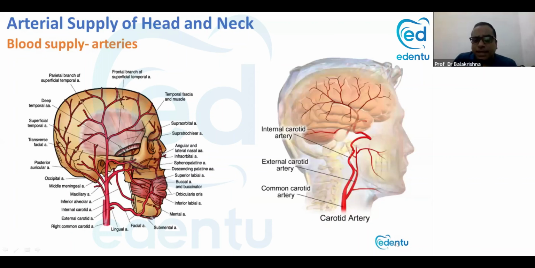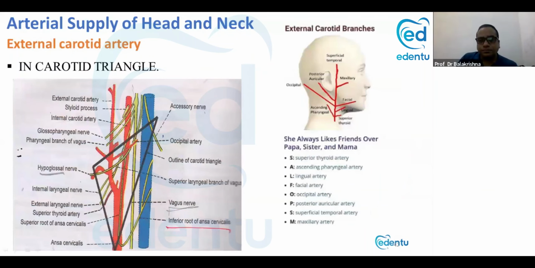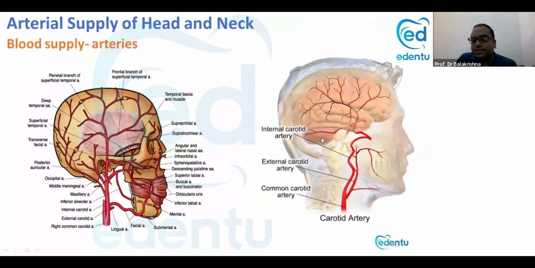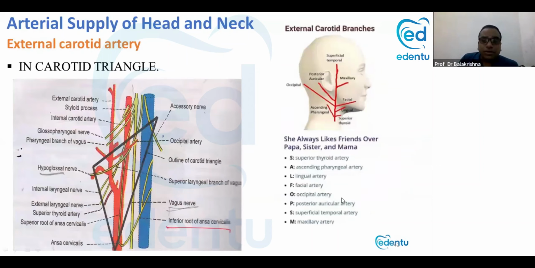Same thing, blood supply. So common carotid artery divides into external and internal. External has got 8 branches. See here, common carotid, external, which is towards the nose is external. Backside, posterior is the internal carotid artery. Now, from the neck it's starting. You can see here, external carotid artery takes origin from here, that is in the carotid triangle. So in the carotid triangle, external carotid artery has got 8 branches.